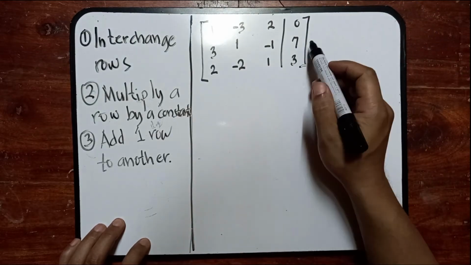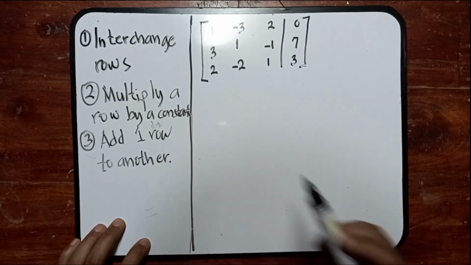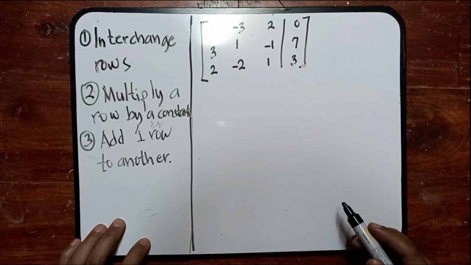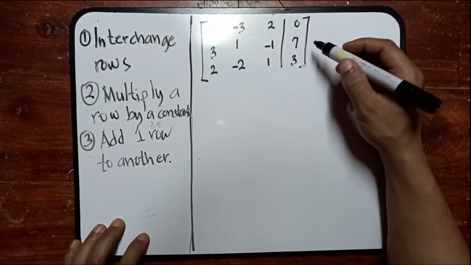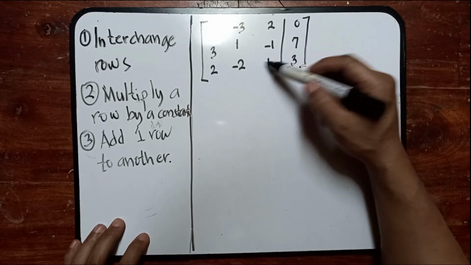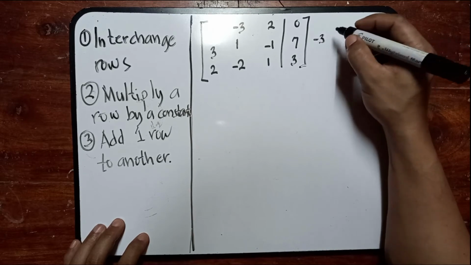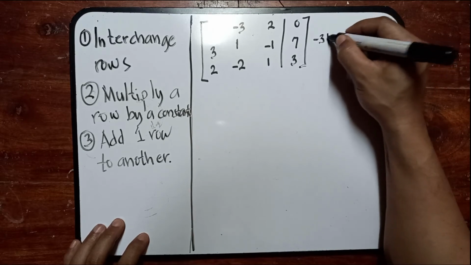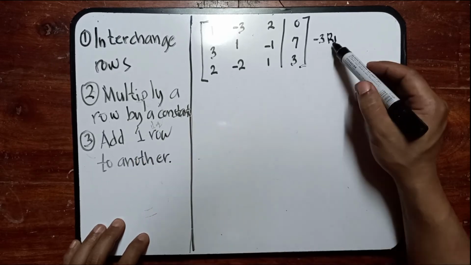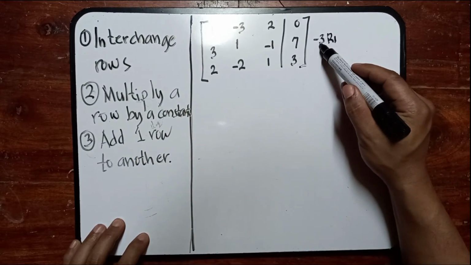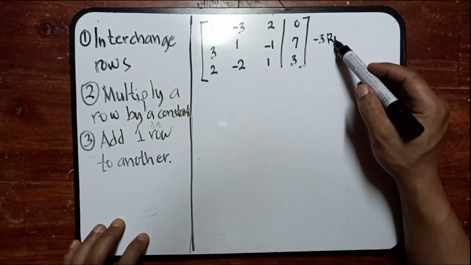So let's work on this matrix by applying the third rule: add one row to another. Let's pick a number. Let's work on row 2 and row 3. Let's try placing here negative 3 times 1. So we are applying multiply row by a constant. So we have a constant here, multiplying it by the values from row 1.